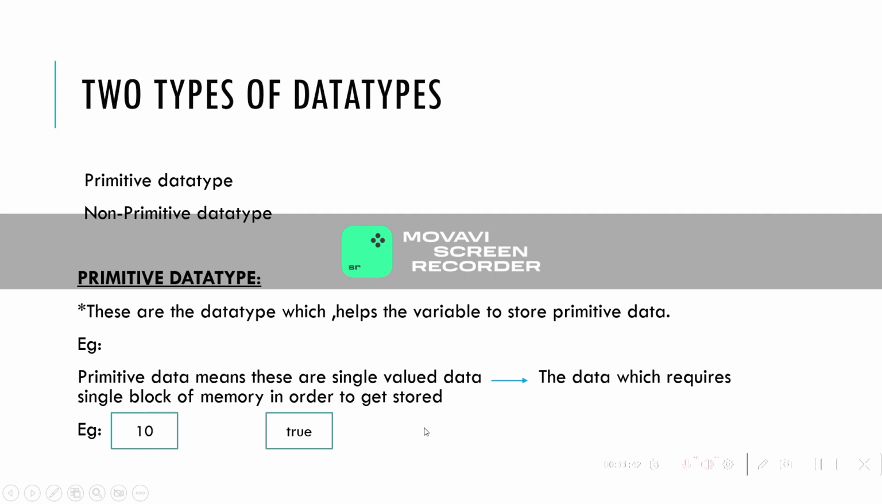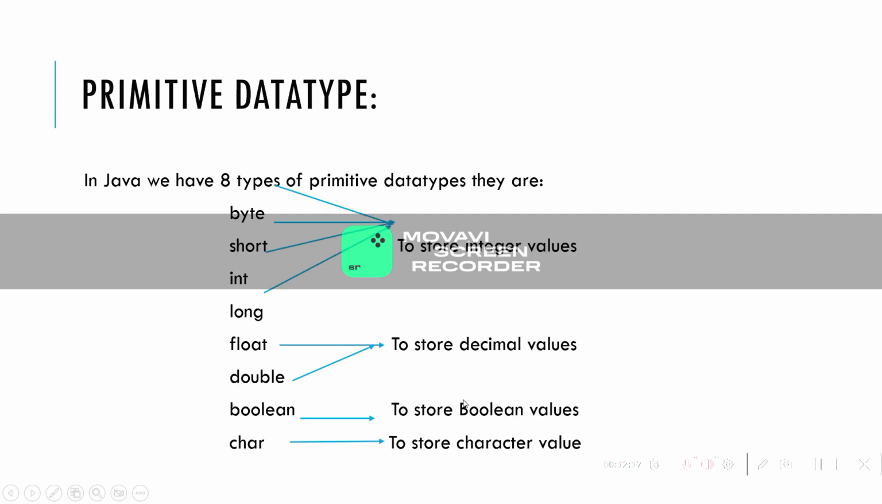For any other value, whatever we want, we can store. For 10, or for 11, whatever the number may be, it requires only one block. So this is nothing but primitive data. These are the data types which help the variable to store primitive data. Primitive data means single value data, which requires only a single block of memory in order to get stored. So I think you now understood.